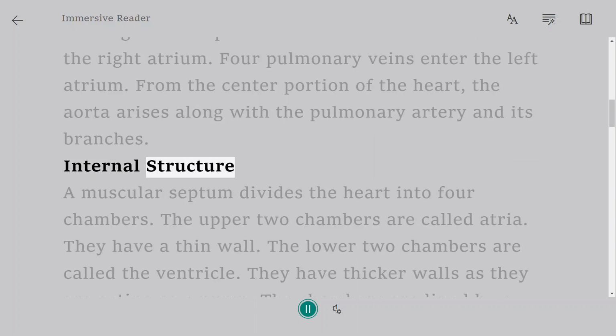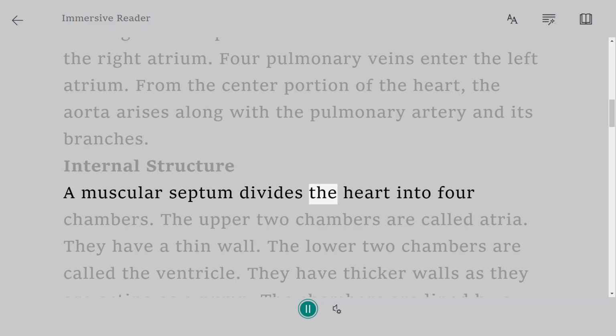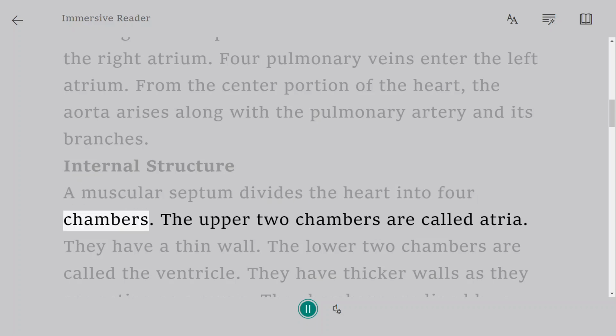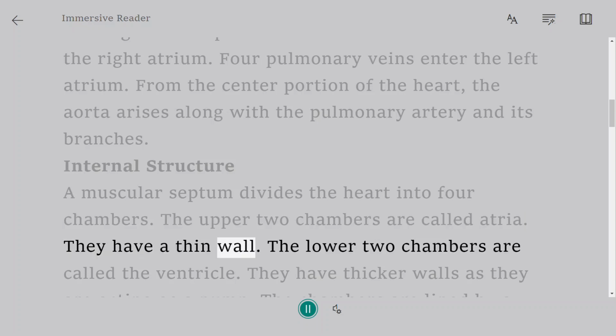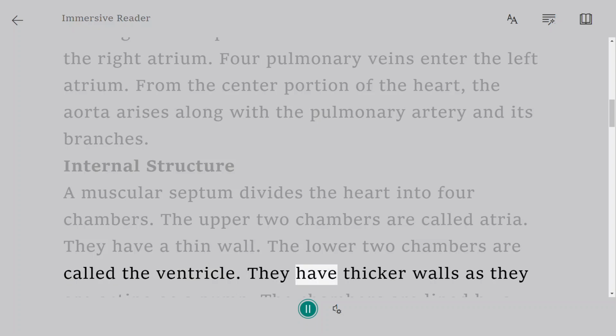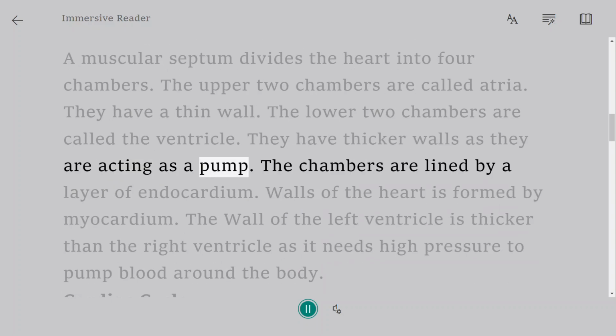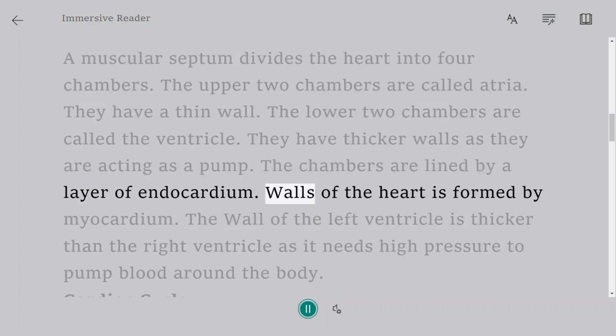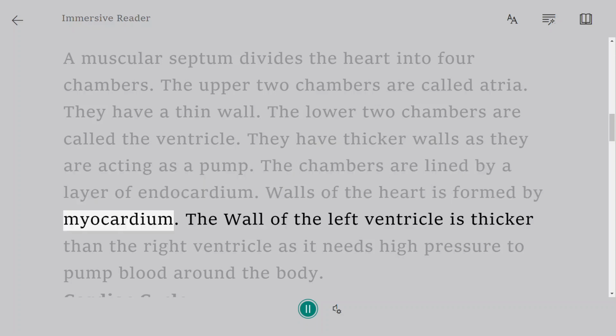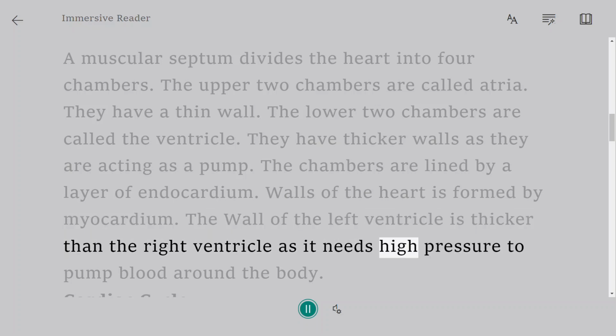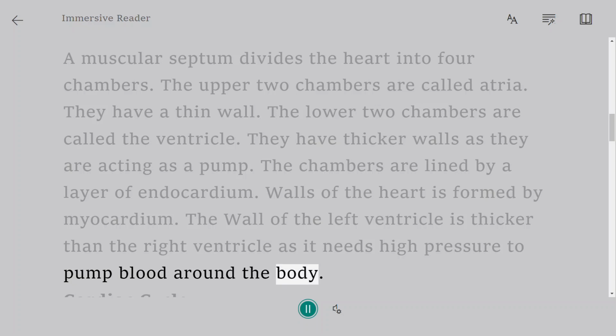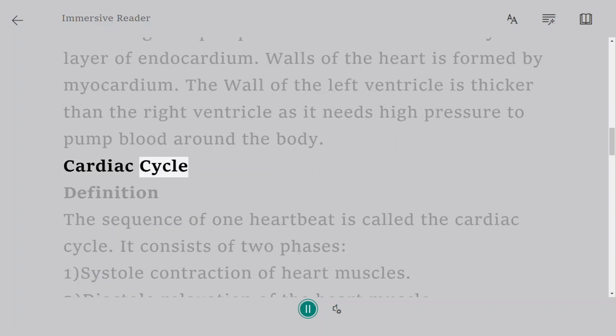Internal structure. A muscular septum divides the heart into 4 chambers. The upper 2 chambers are called atria. They have a thin wall. The lower 2 chambers are called the ventricles. They have thicker walls as they act as a pump. The chambers are lined by a layer of endocardium. The walls of the heart are formed by myocardium. The wall of the left ventricle is thicker than the right ventricle as it needs high pressure to pump blood around the body.